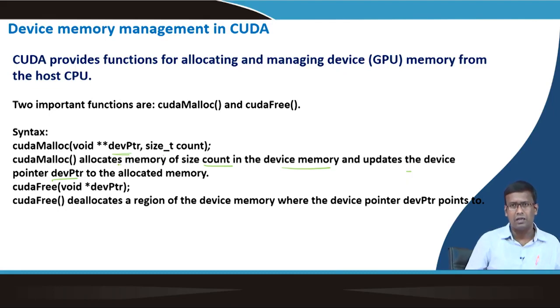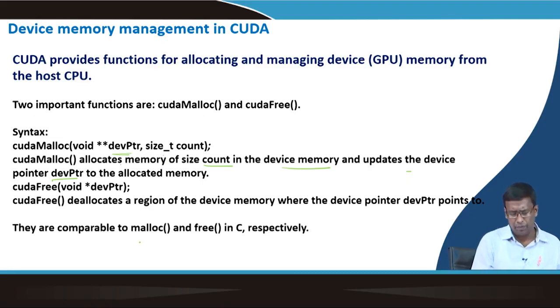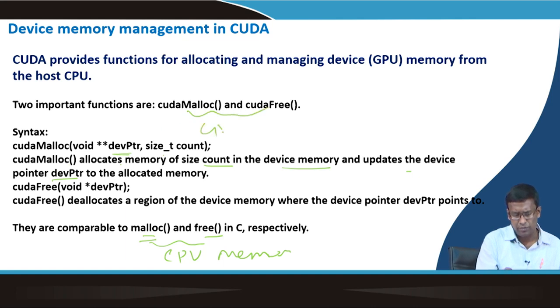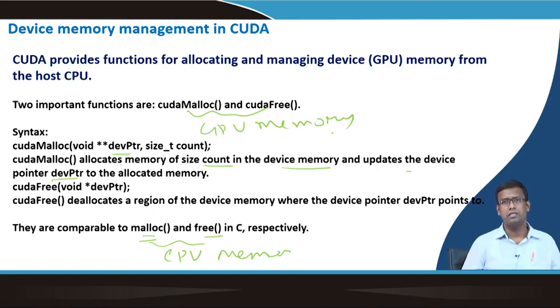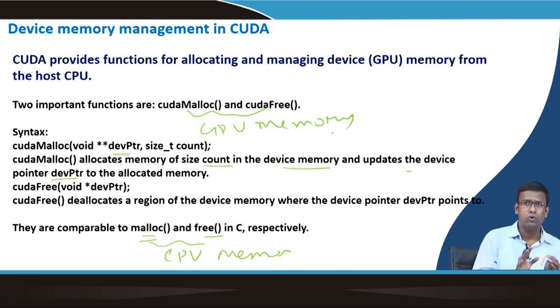And once the operations are done, if you have to free the memory, that is CUDA free. CUDA free of the memory location deallocates the region of the device memory. They are compatible to malloc and free. Malloc operates on the CPU memory, and these are on the GPU memory, but both are executed by the CPU. So, CPU manages GPU memory through CUDA commands.